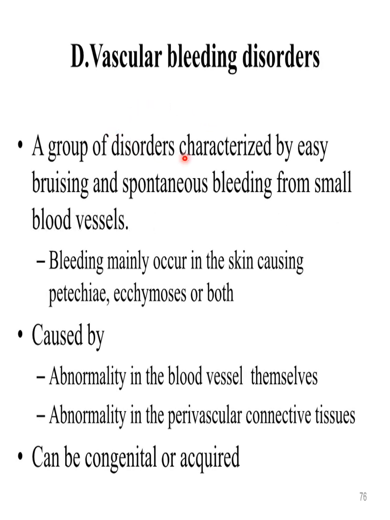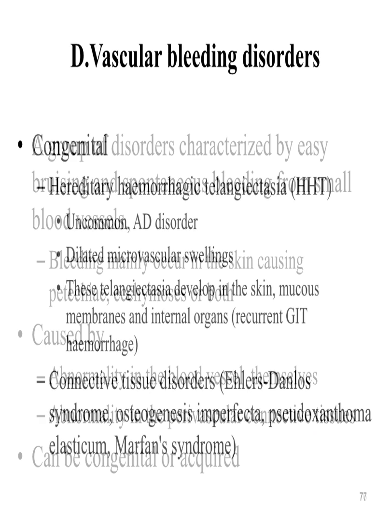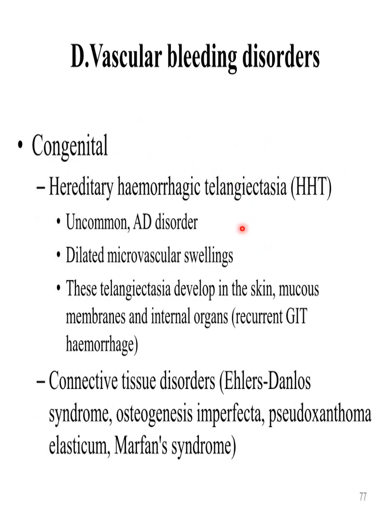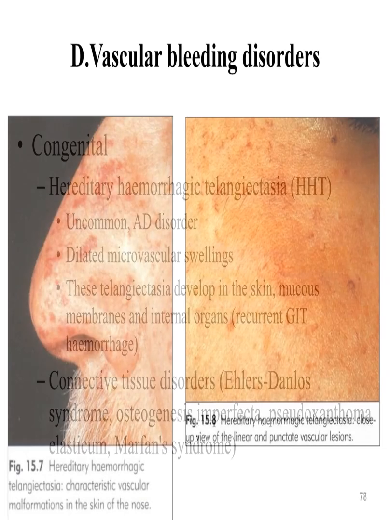Finally, the vascular bleeding. These are a group of disorders characterized by easy bruising and spontaneous bleeding in small vessels in the skin particularly, and they tend to present again with petechiae and ecchymosis. They are the result of abnormality in the blood vessels themselves, and at times in the perivascular connective tissue diseases. In the congenital ones, you have hereditary hemorrhagic telangiectasia, and in the connective tissue disorders, we have Ehlers-Danlos syndrome, osteogenesis imperfecta, Marfan syndrome, and so on.